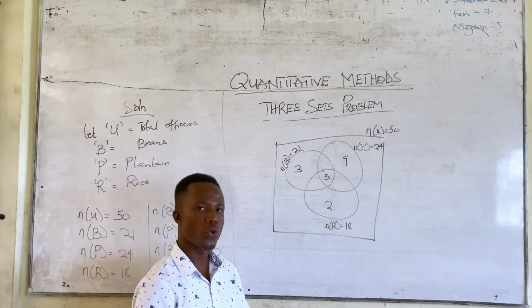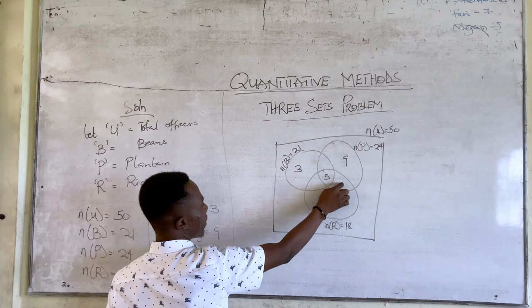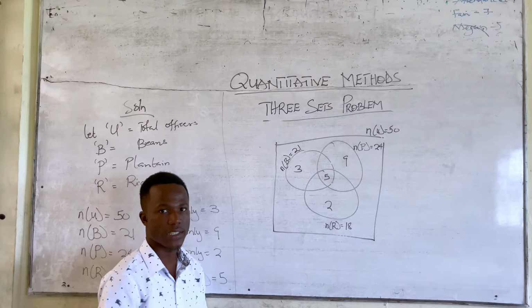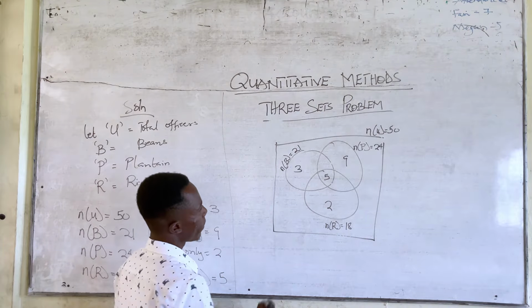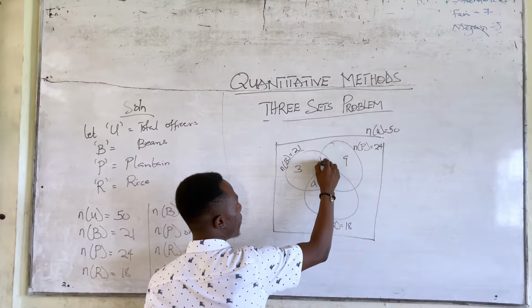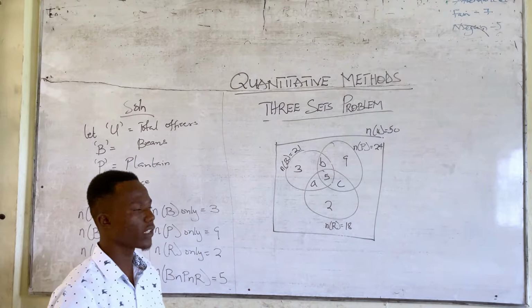Okay, sure. So how do we then do that? Since we don't have this part, we are going to represent here and here and here by what? Letters. Okay, so we are going to make here A, here B, here what? C. Okay, and very simple.